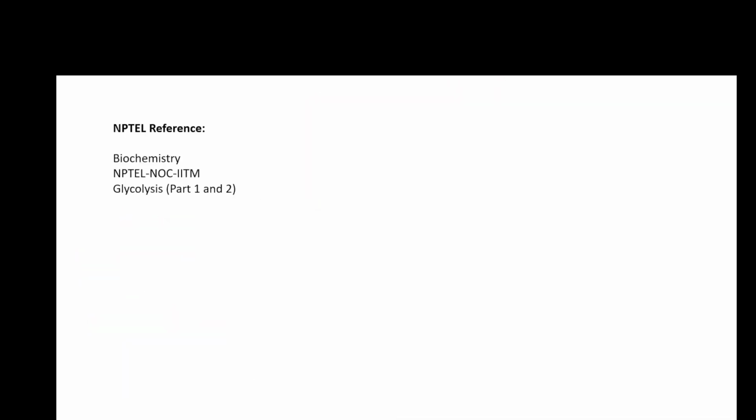To understand more, this is the NPTEL reference where you can study the glycolysis and the later stages of ETC and the ATP synthesis in a detailed manner. Thank you.